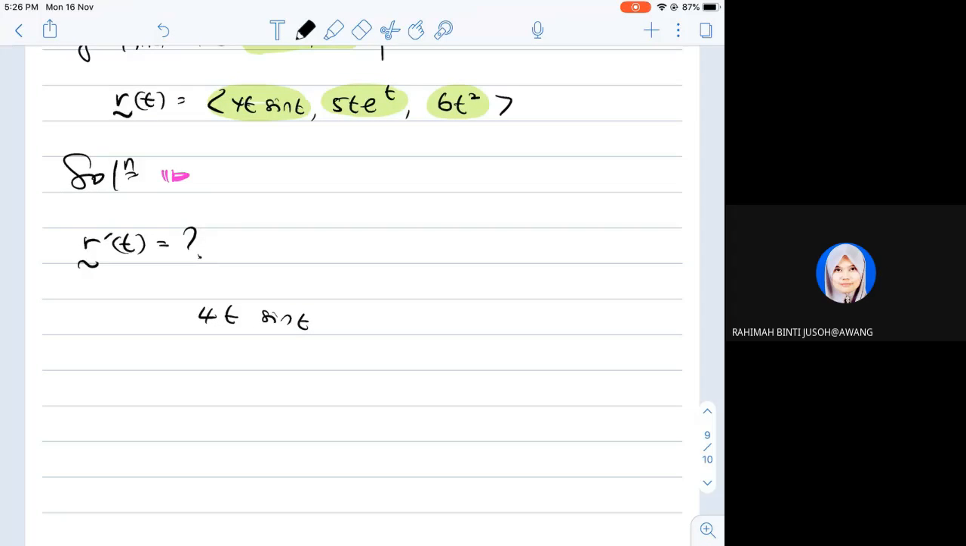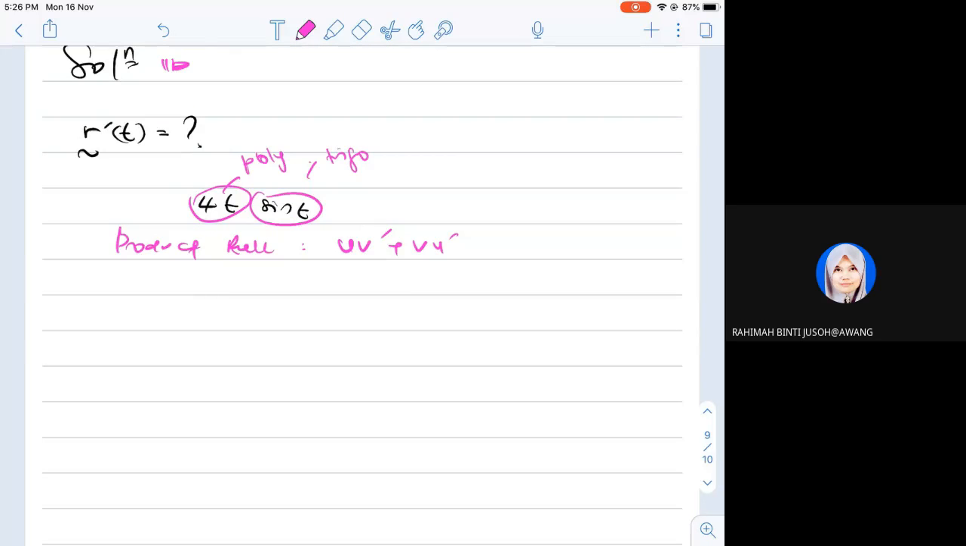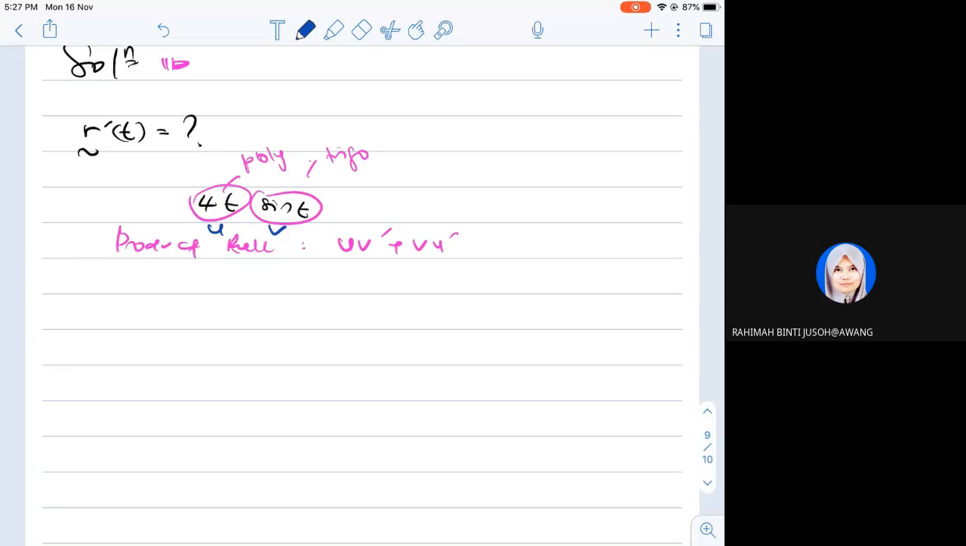Okay, 40t belongs to polynomial, and this one is trigonometric. So when there is multiplication like this, you need to use the product rule. What's the formula of the product rule? UV prime plus VU prime. Yes, UV prime plus VU prime. So now this is our U, and this is the V.